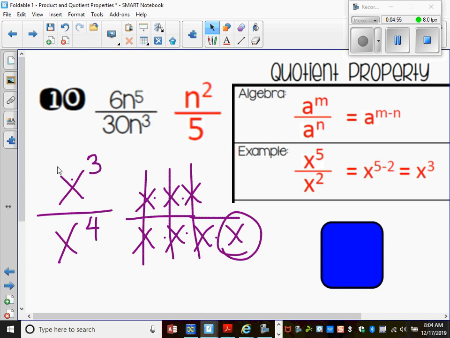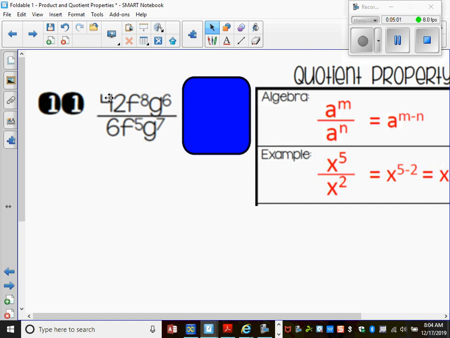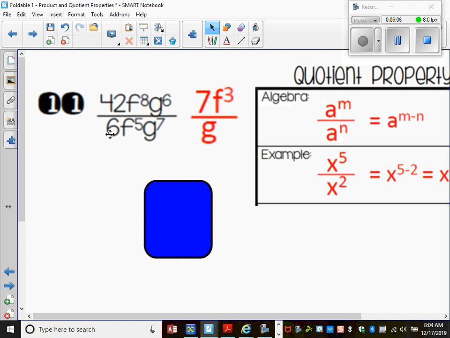Okay. All right, here's number 11. 6 can actually go into 42 7 times. And then you subtract your F's and you subtract your G's. Now notice here, this says 6 minus 7. So 6 minus 7 actually gives you what? -1. So when that exponent is negative, then we drop that particular one in the denominator to make it positive. So we're going to do more like that on the next foldable, so you'll definitely see why that's true.